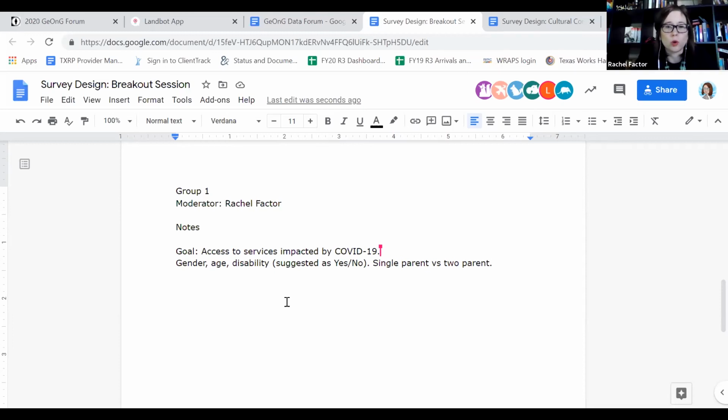Right, so the goal of the survey is to determine how access to services has been impacted by COVID-19. So what are the kinds of questions that you would want to ask about that? Would you be asking a yes or no, have your services been impacted, yes or no? Or are there different ways that you might break that down?